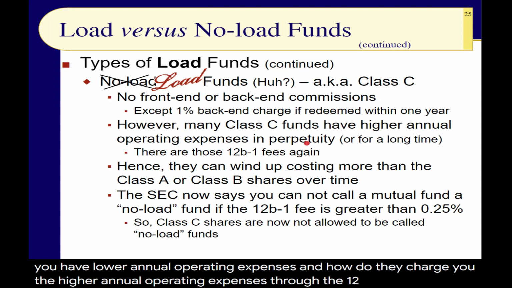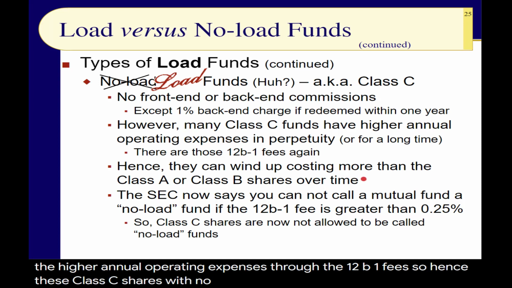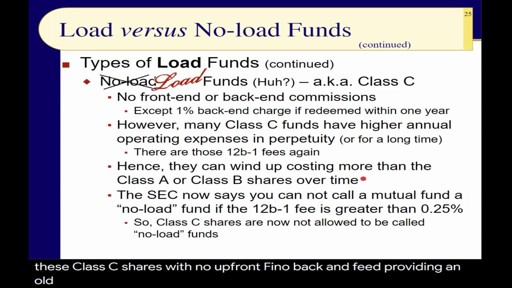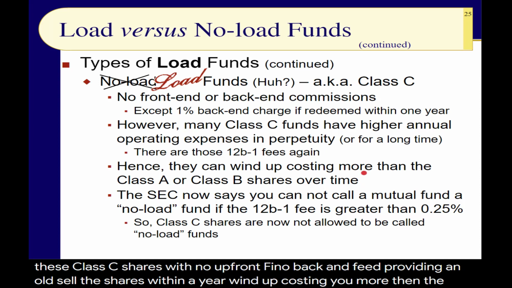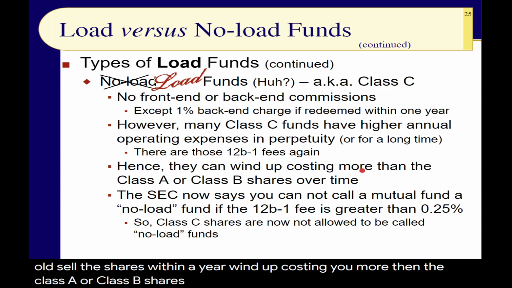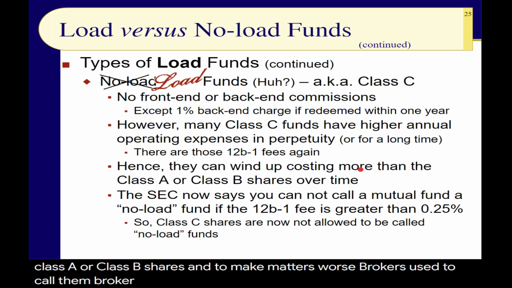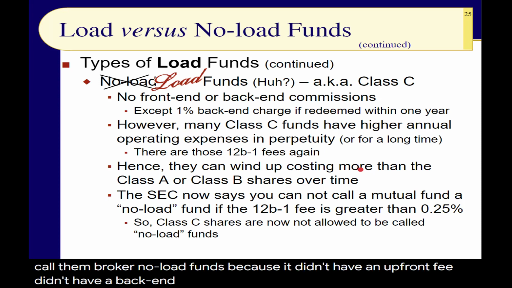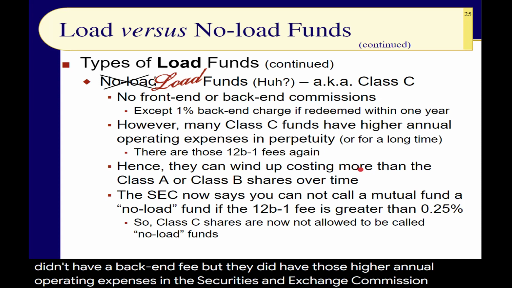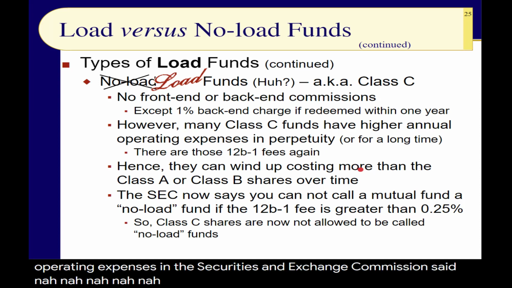Through the 12b-1 fees. So hence, these Class C shares with no upfront fee, no back-end fee, providing you don't sell the shares within a year, wind up costing you more than the Class A or Class B shares. And to make matters worse, brokers used to call them broker no-load funds because they didn't have an upfront fee, they didn't have a back-end fee, but they did have those higher annual operating expenses, and the Securities and Exchange Commission said, no more of this.